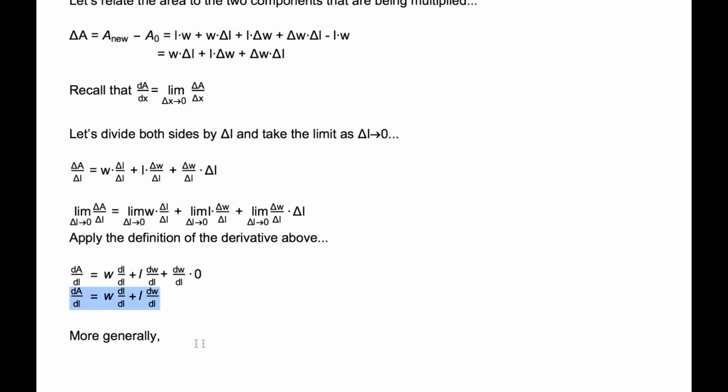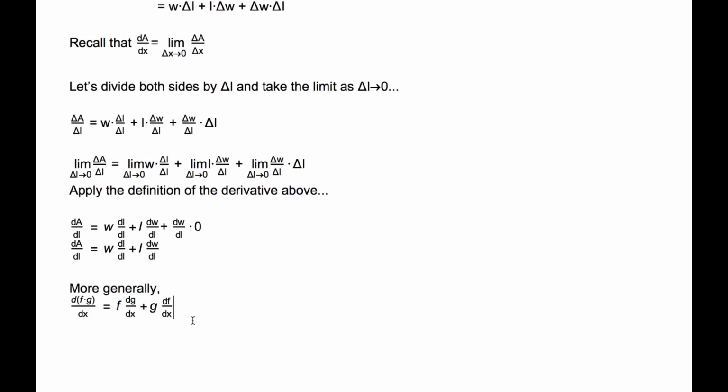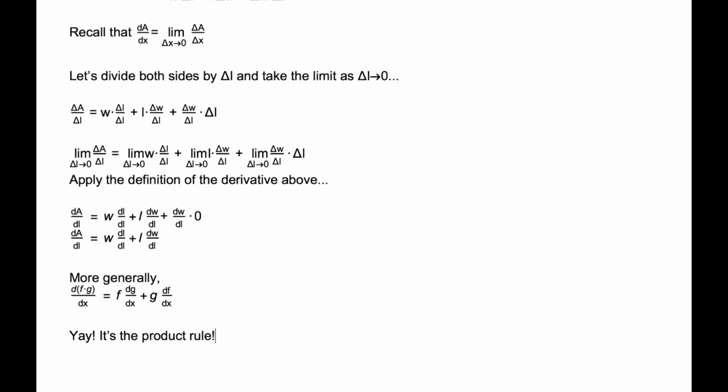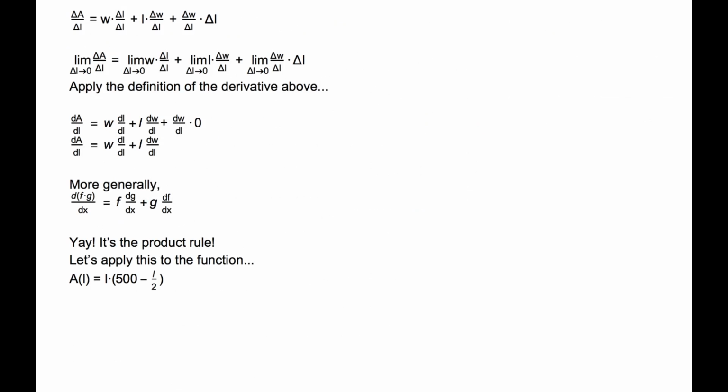Okay, we can write this in a more general form. The derivative of two things multiplied together, f and g, is equal to the first thing times the derivative of the second, plus the second thing multiplied by the derivative of the first, and that is the product rule. So let's see how it works. Let's apply this to the function that we had before.